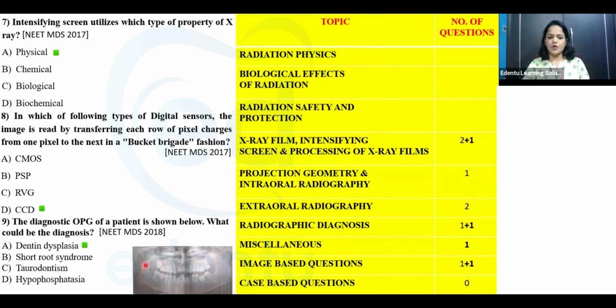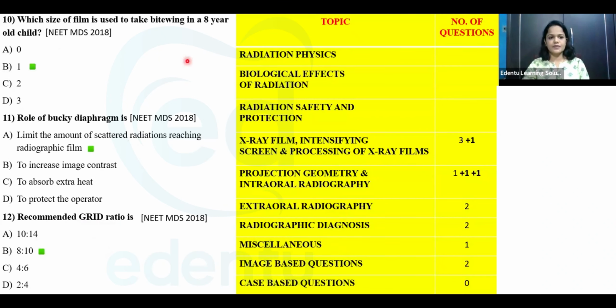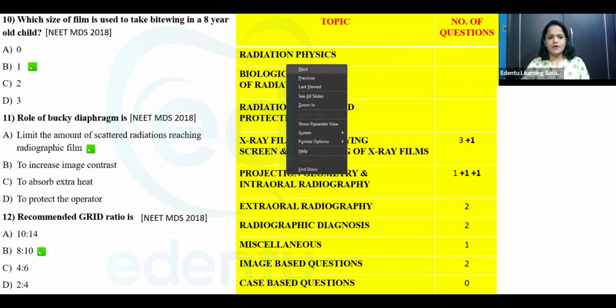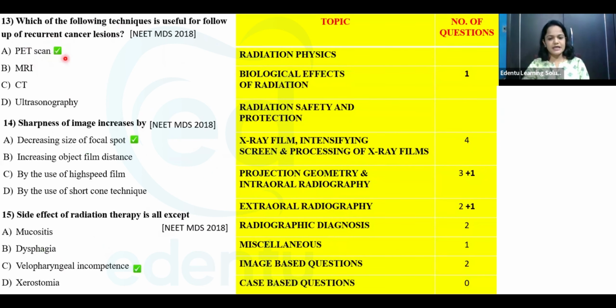And again, the diagnosis of the OPG, which comes under radiographic diagnosis. Now, next is the size of the film used to take the bitewing, again the X-ray film topic. The next is the Bucky diaphragm, which comes under projection geometry, and grid ratio also comes under the projection geometry topic. Then next is the PET scan, which comes under extraoral radiography. Sharpness of image increases by which method? It comes under projection geometry, and the side effect of radiation comes under the biological effects of radiation.